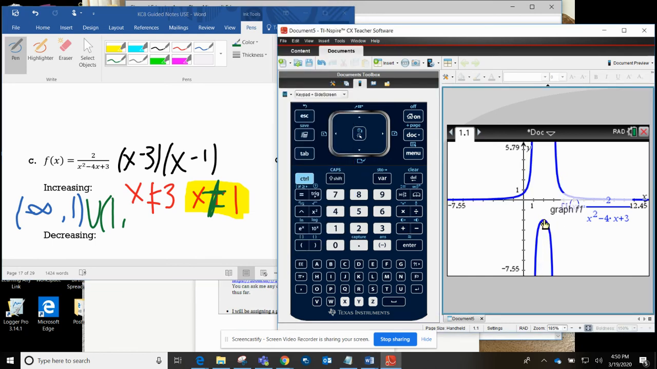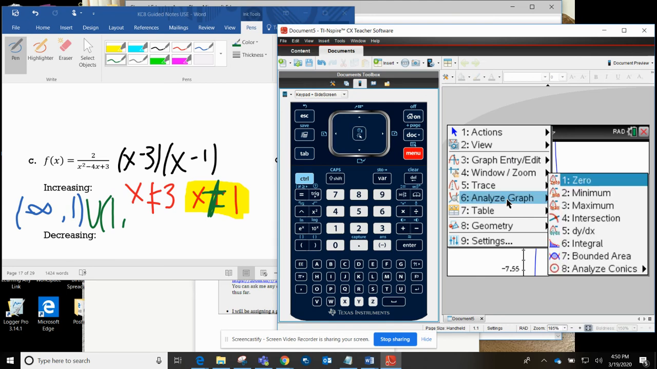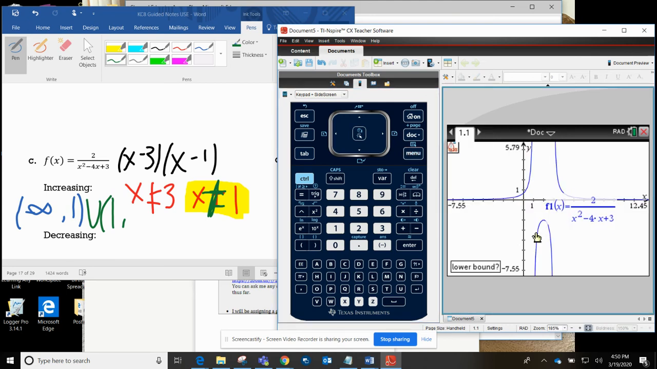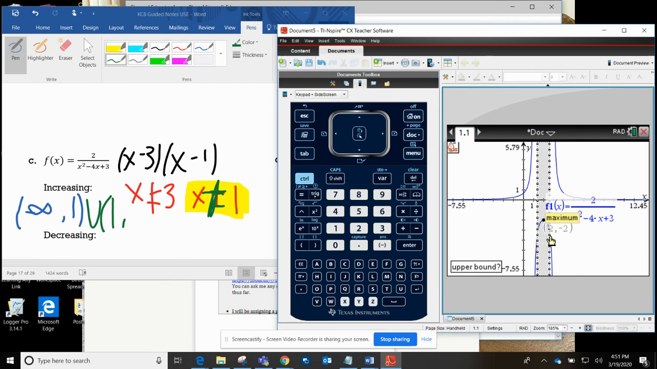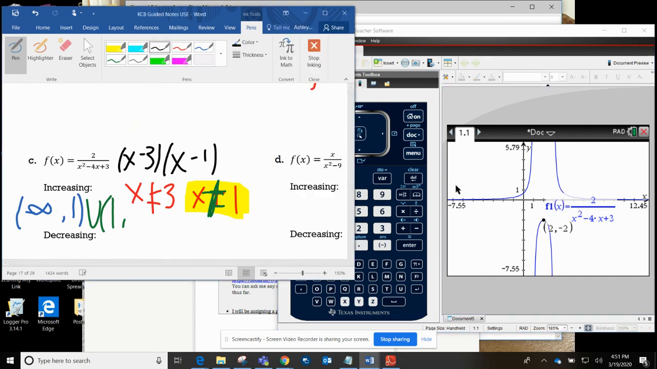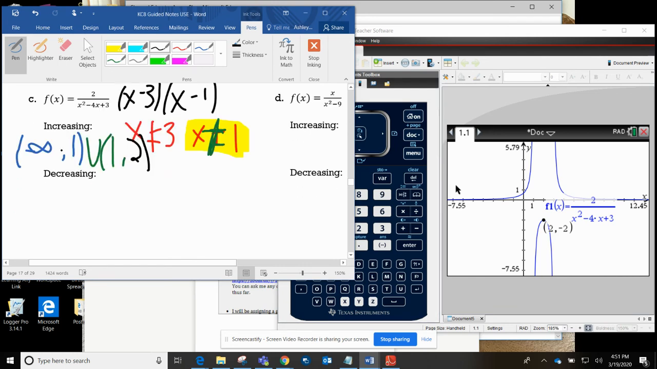And we need to figure out what point this happens at. You guys know how to find it because this is a maximum. So we can go to our menu, analyze graph, maximum. And your lower bound, your upper bound, and that point is at 2, negative 2. So that means the x value that this stops increasing at is 2. So we're going to have the union of negative infinity to 1, and 1 to 2. So I'm increasing from negative infinity to 1, and then I increase again from 1 to 2.